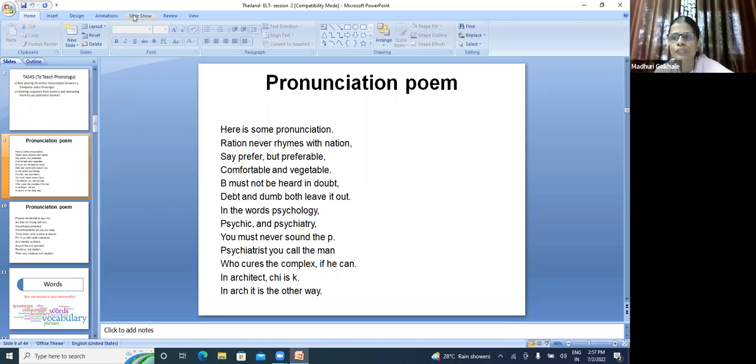With many rules of the language, let it be Thai or Myanmar or any other language or English, I think every language has illogicalities. We don't always have mathematical rules. So through such poems, we can teach them how to pronounce the word correctly. We can develop their word power. For example, B must not be heard in doubt, D-O-U-B-T. B is there in spelling, but B is not there in pronunciation. Right. So as I said, through poems, we can help our learners to remember the correct pronunciation.